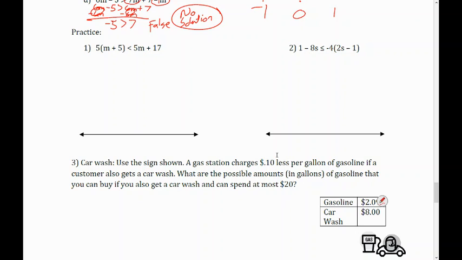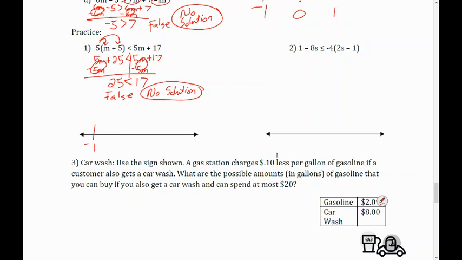that will help us wrap everything up all at once, all right? So 5 times m is 5m, 5 times 5 is 25, which is less than 5m plus 17. We notice, again, no like terms. However, when we go to subtract the smaller variable, we notice that they are the same. The 25 drops down, which is less than 17. We notice that that is a false statement, which again means no solution.